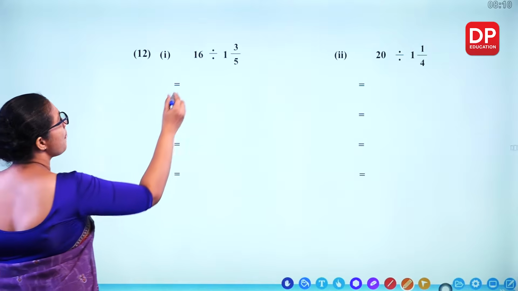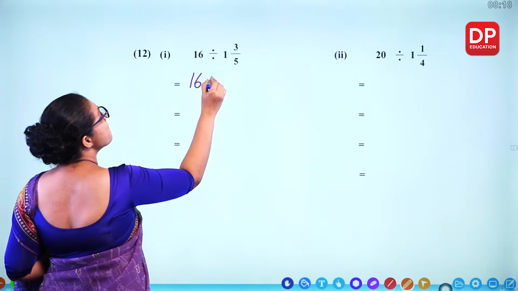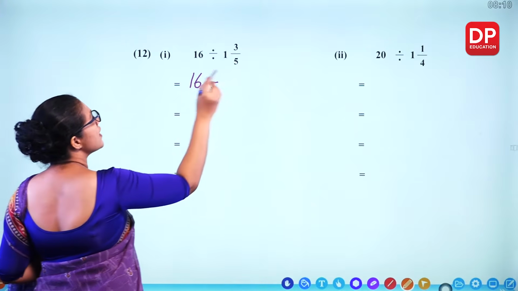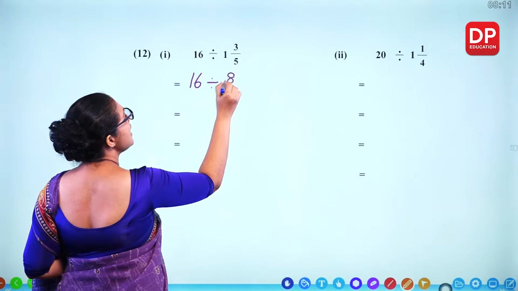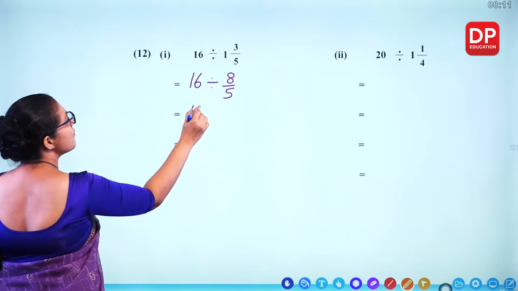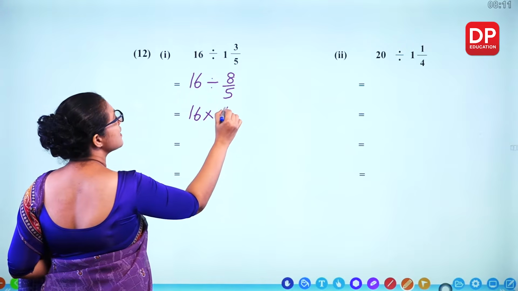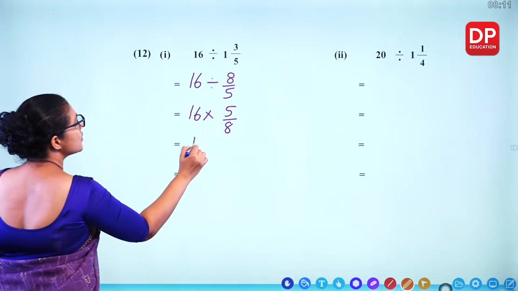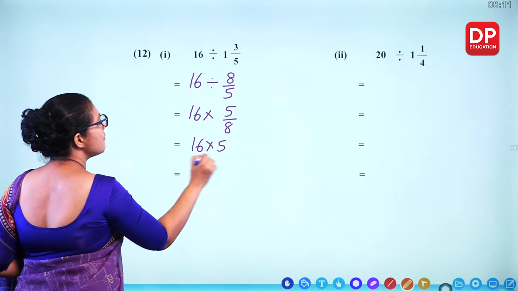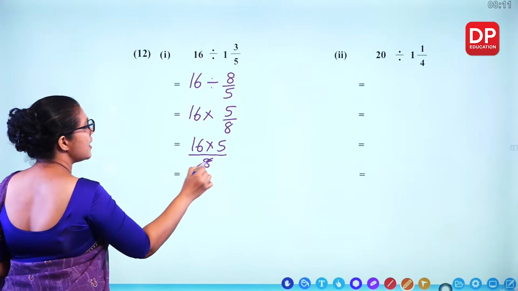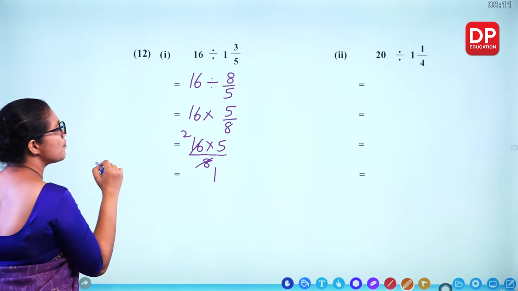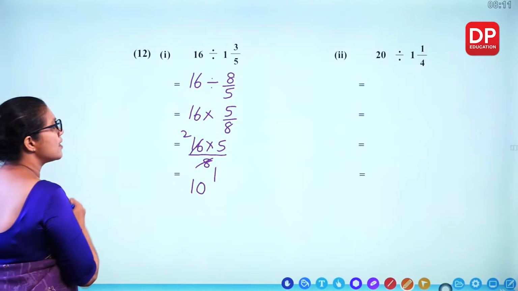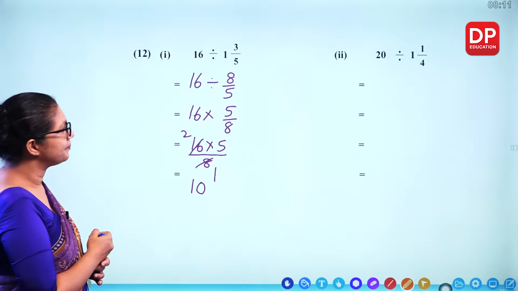Now do this one. What's the first step? Convert to improper fraction. 5 times 1, 5. 5 plus 3, 8. Now convert to multiplication by taking the reciprocal. So 16 times 5 divided by 8. 8 times 1, 8 times 2. So you get 5 times 2, 10.